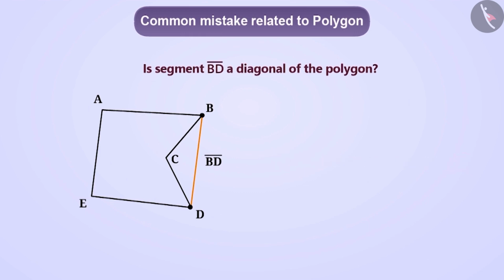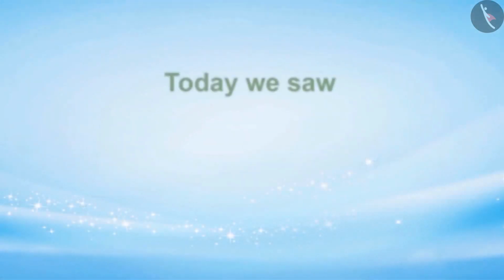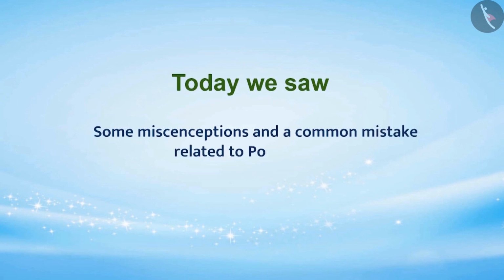The correct understanding is that if we connect two such vertices of a polygon which are not adjacent, then we get a diagonal. It is not necessary that diagonal should be present inside the figure only. It can be outside also. So today we saw some misconceptions and a common mistake related to polygons.